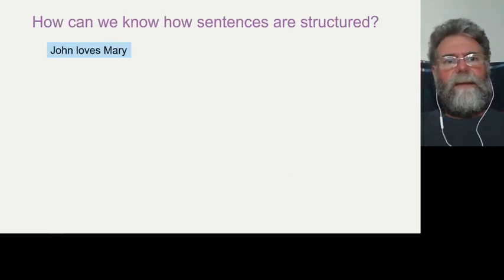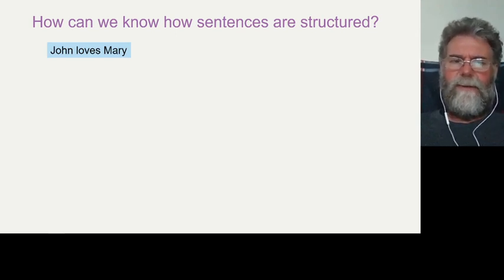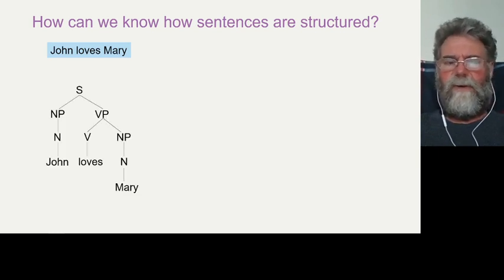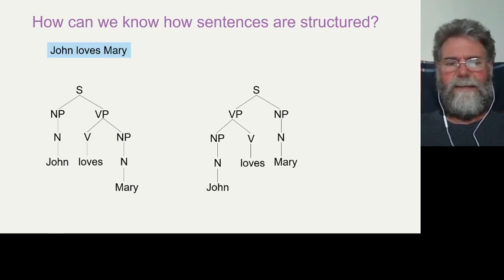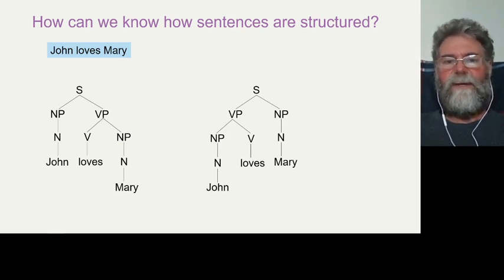But if you have a look at that sentence just by itself, you see three words, John loves Mary, and the question is, how do we know that it's structured in the way that we've just said? That is, how do we know that the verb and the object go together to form a verb phrase, and that the subject is separate from that verb phrase, going together with it to form a sentence? Why wouldn't we want to think that it's the other way round? That is, that the subject and the verb go together to form a verb phrase, and it's the object which is separate, which goes together with the verb phrase to form the sentence.